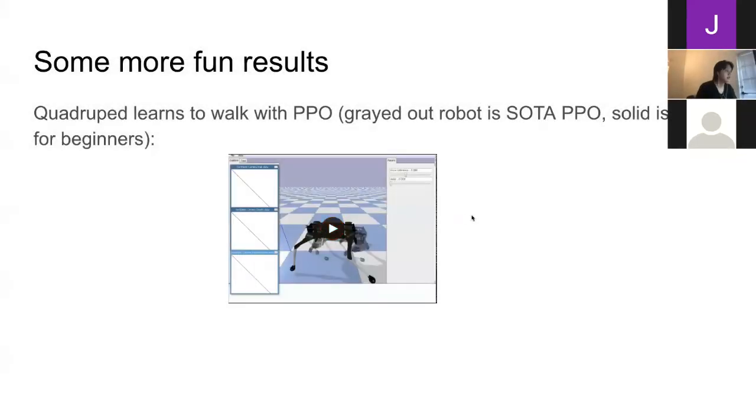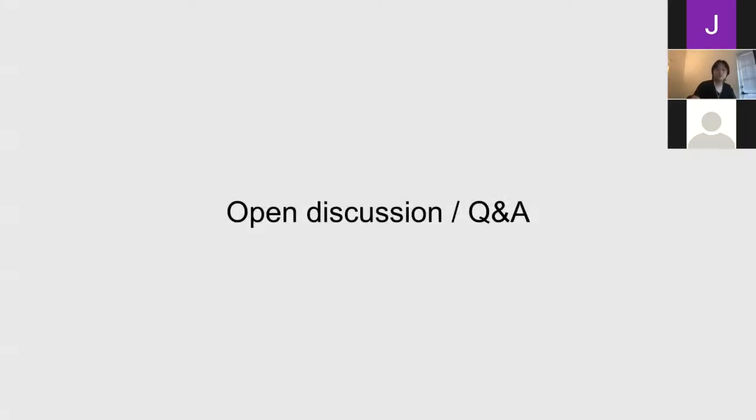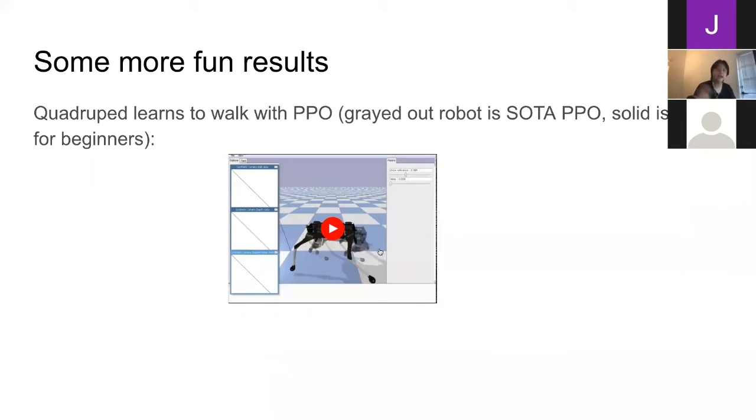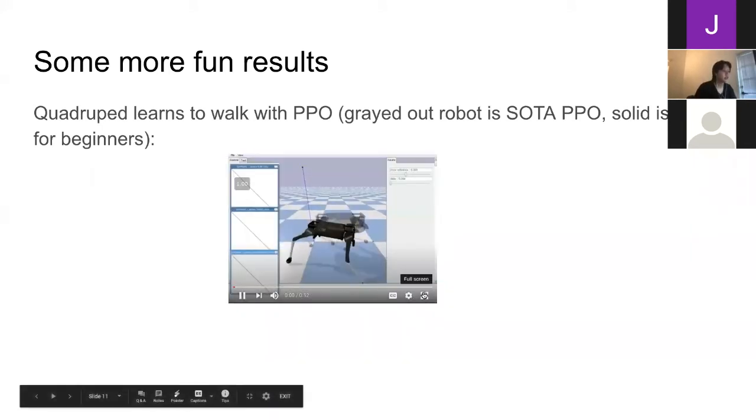Using PPO, you can get a lot of fun results. Right here, I have a quadruped which learns how to walk by itself using PPO. We'll see two robots here, a grayed out one and a solid one. The grayed out one is using the state-of-the-art PPO implementation, and the solid one is the one I have without any sort of optimization. We'll just take a quick look here.